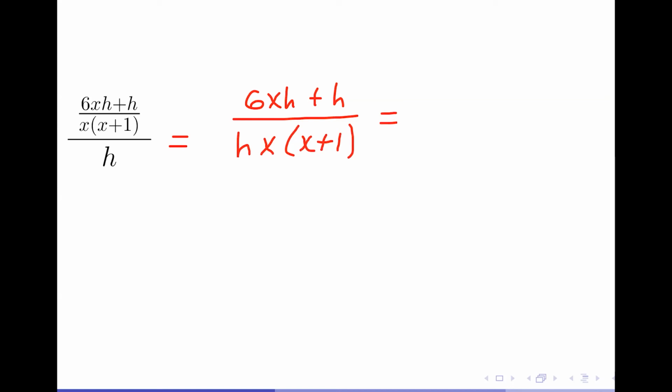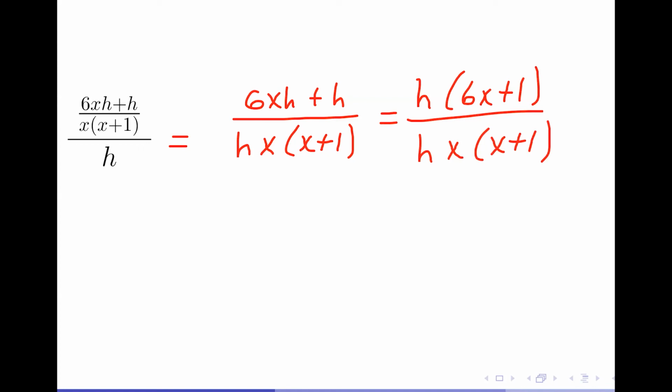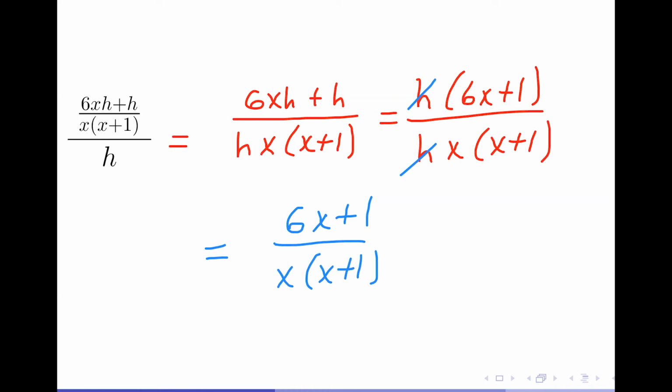Furthermore, you can factor an h out of the top, and then this becomes something that simplifies even a tiny bit more. You can cancel these two h's, and then you're left with 6x plus 1 divided by x times x plus 1.